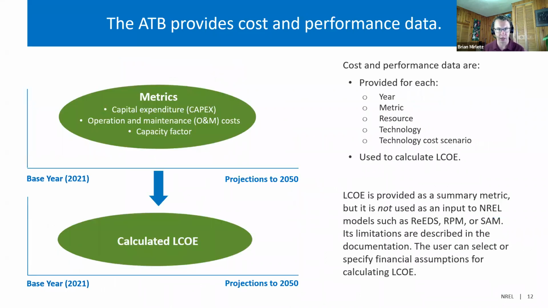So what is in the ATB? The ATB provides cost and performance data for the electric generation sector that includes metrics such as capital expenditures, operation and maintenance costs, and capacity factor. We provide those for every year between our base year, which in the 2023 ATB is 2021, out through 2050. And then we utilize those in order to calculate LCOE.